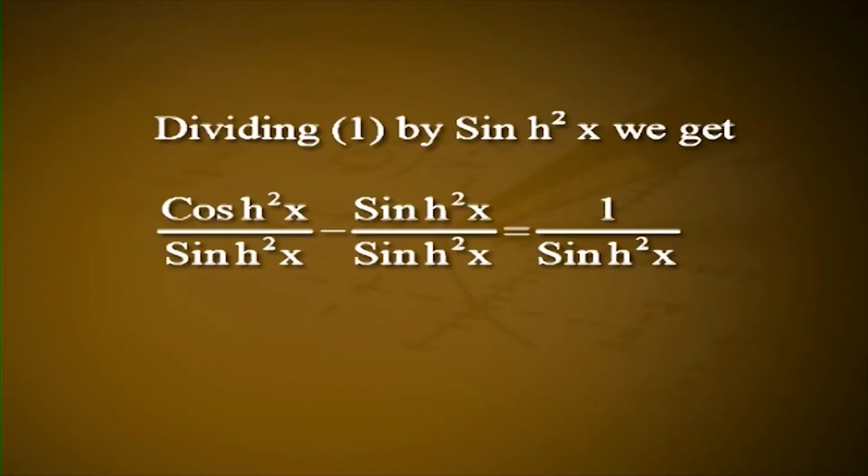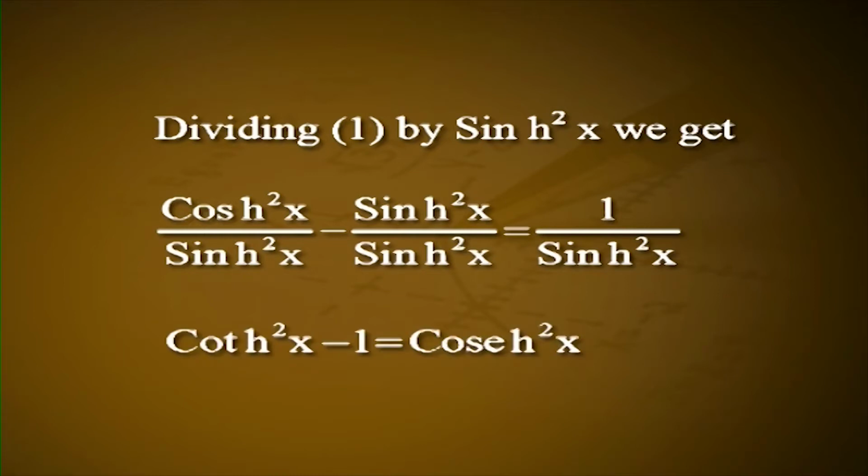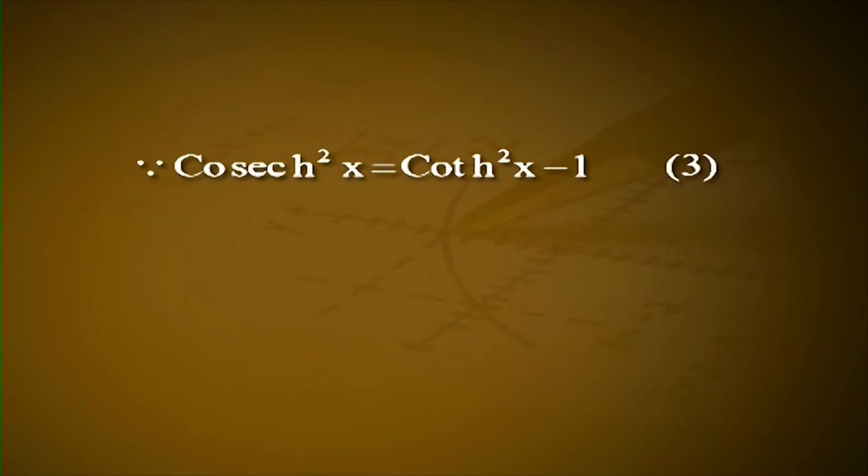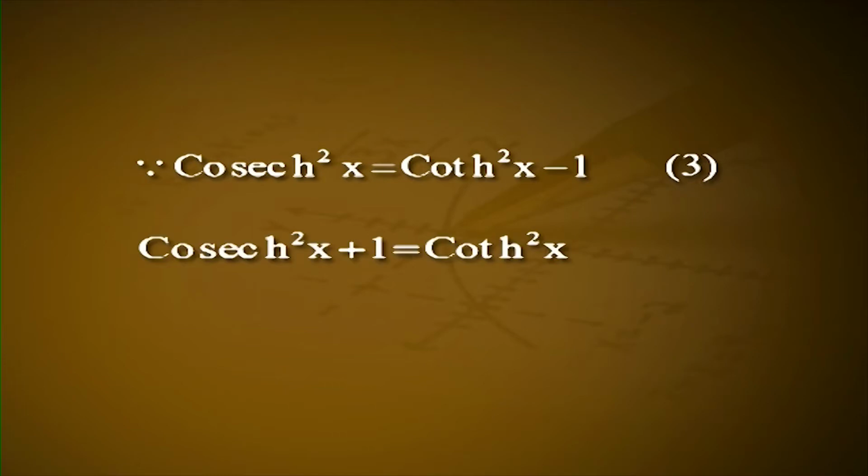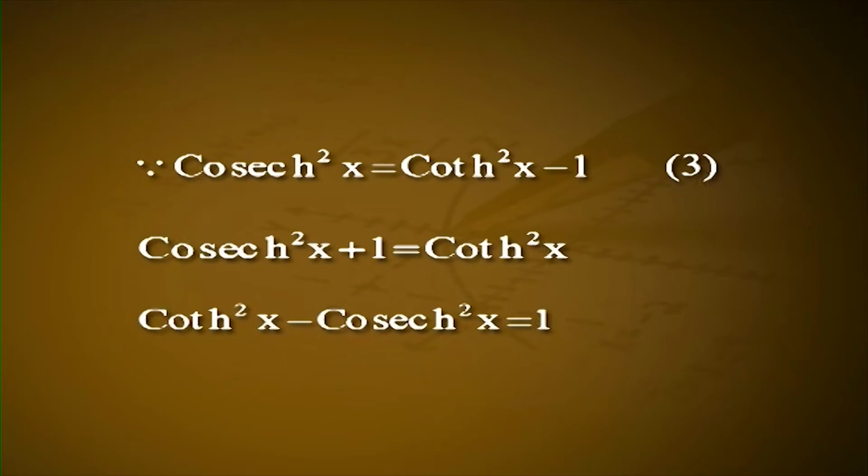Dividing by sinh²x, we get cosh²x/sinh²x − sinh²x/sinh²x = 1/sinh²x, so coth²x − 1 = cosech²x. Therefore, cosech²x = coth²x − 1. Equation 3: cosech²x + 1 = coth²x, so coth²x − cosech²x = 1.